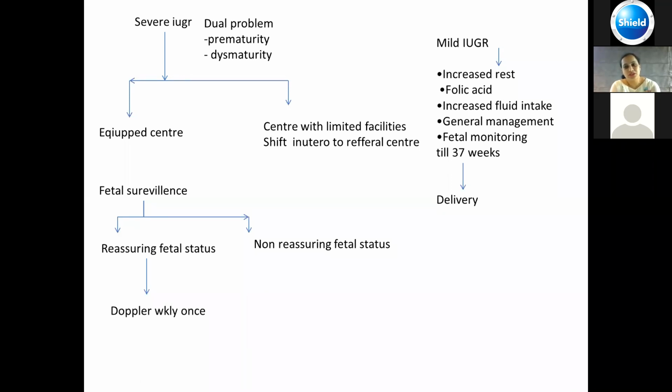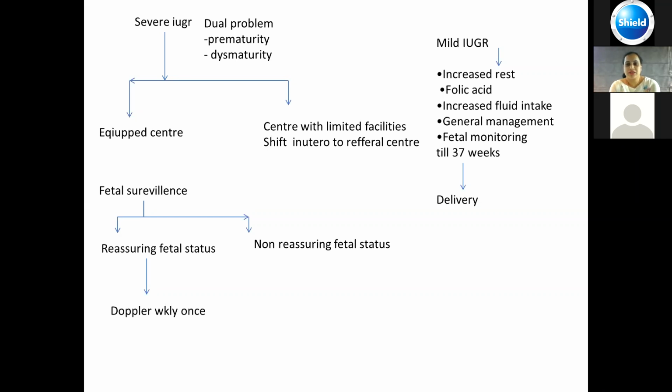Our goal is just to monitor till 37 weeks and then deliver. If any changes are observed, then we need to go ahead with further decision making. So if it is severe IUGR, it's always a challenge for us to protect the baby from prematurity as well as dysmaturity. First thing is, if no equipment, the important thing is NICU availability. In utero transfer is always preferred.